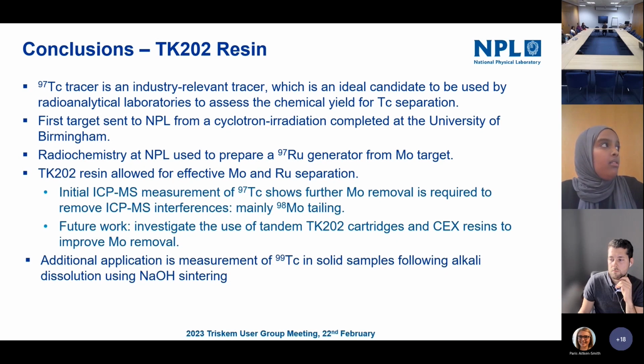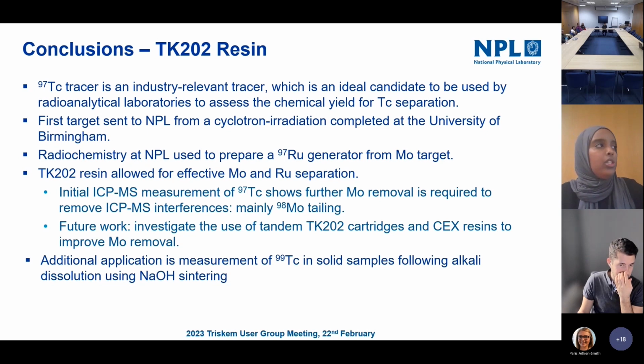So this was work done last year, and it's something that is very much still ongoing. So hopefully, with more opportunities to optimize this separation method, we'll be able to make a bit more progress. But as a summary, I think TK202 resin is very well suited for both molybdenum and ruthenium separation, and allows for very high tech recoveries. And hopefully, with some more refinement on our side, we can have a very nice method in place.